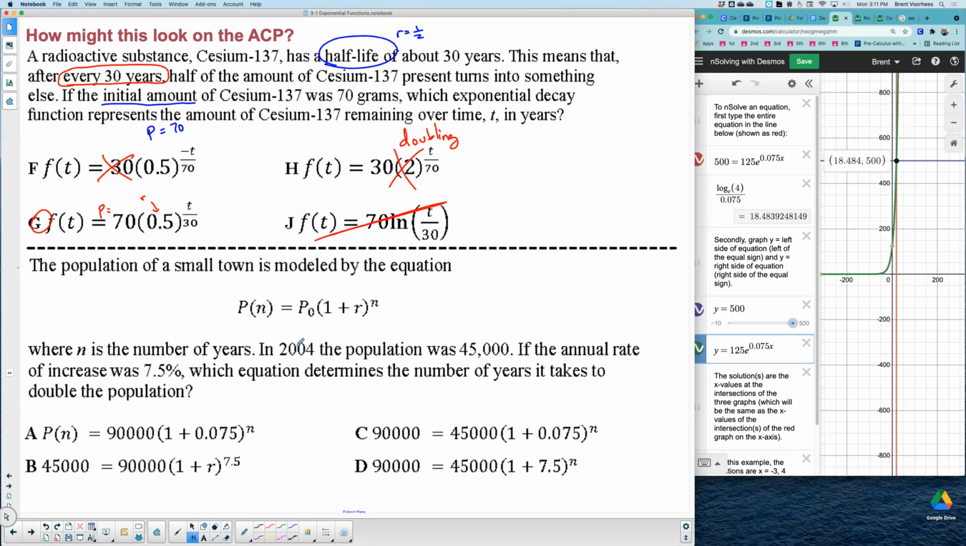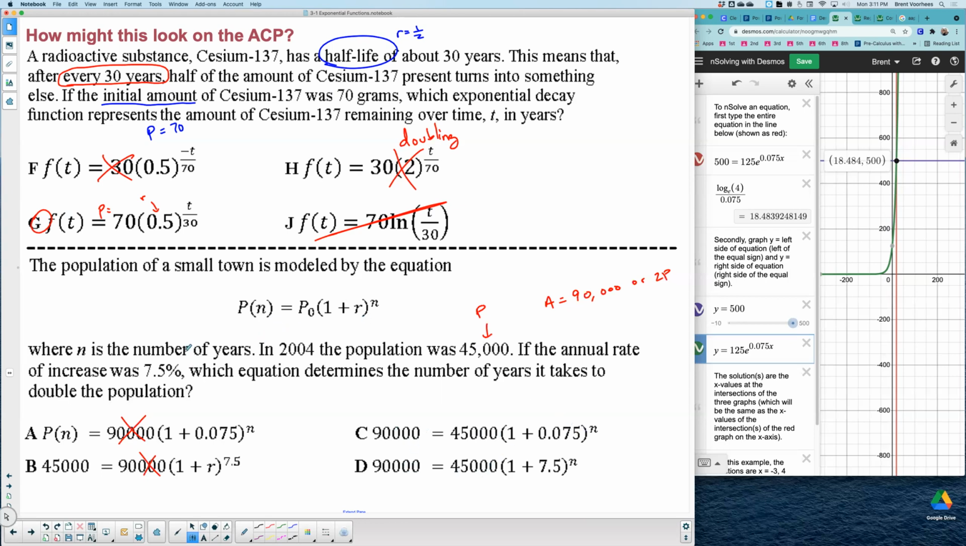The population of a small town is modeled by this equation where n is the number of years. In 2004, the population was 45,000. If the annual rate of increase is 7.5%, which equation determines the number of years it takes to double the population? So if the initial is here, we want the final to be 90,000 because that's 45,000 times 2, or 2P. And so these two are out because the initial is not 90,000, the initial is 45,000. So it's between these two.